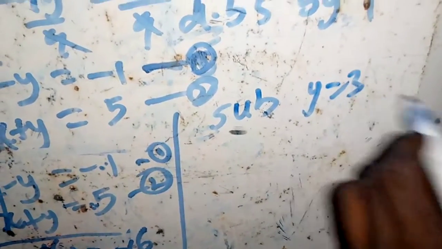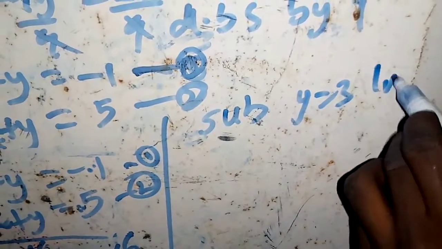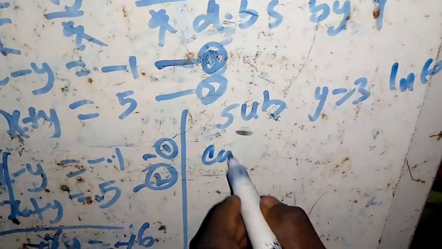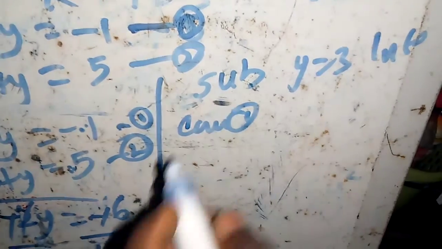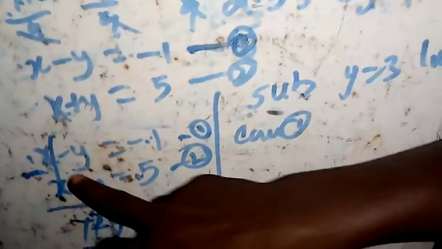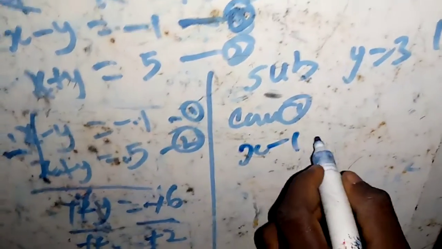That is, since y equals 3, you substitute it into equation 1. If it is equation 2 you want to use, you are free to go. So we want to use equation 1 in this situation. This is our equation 1: x minus 1 equals minus 1.